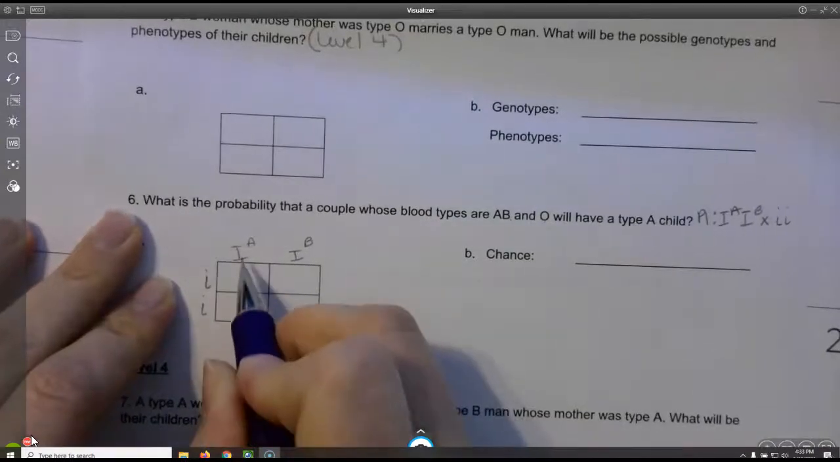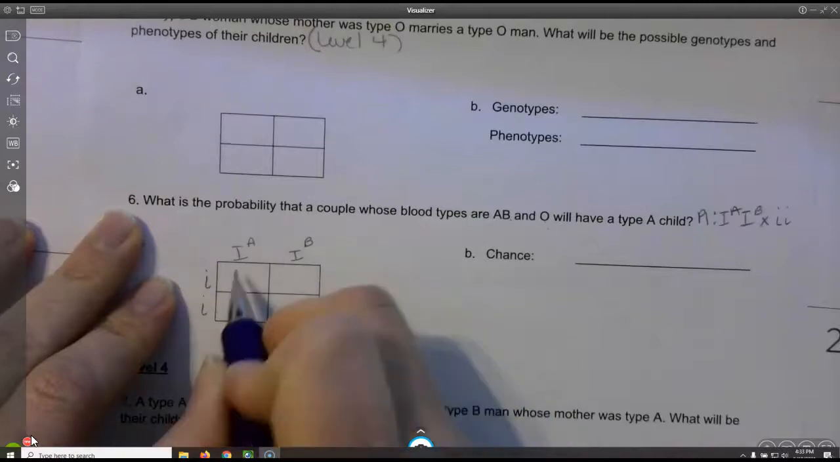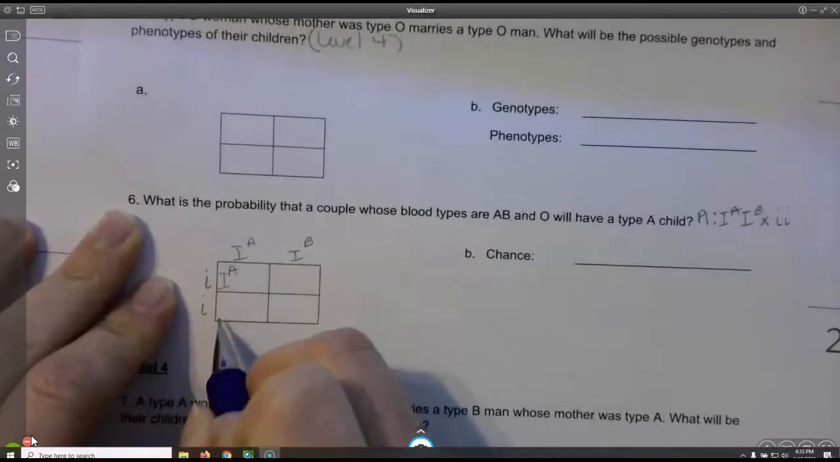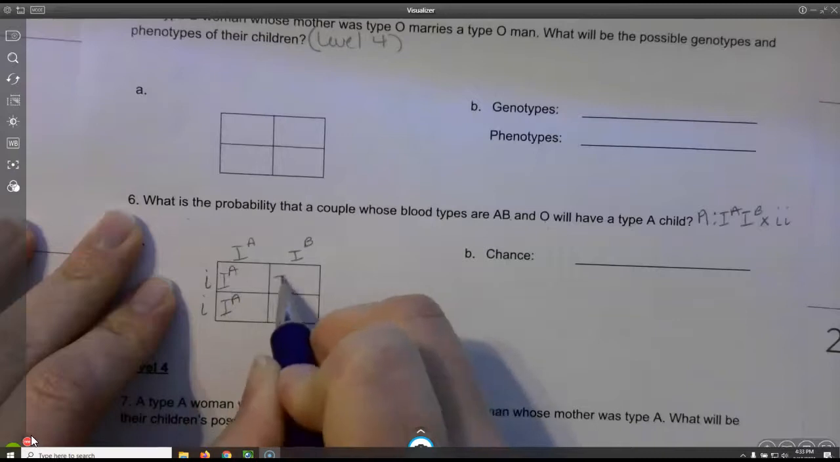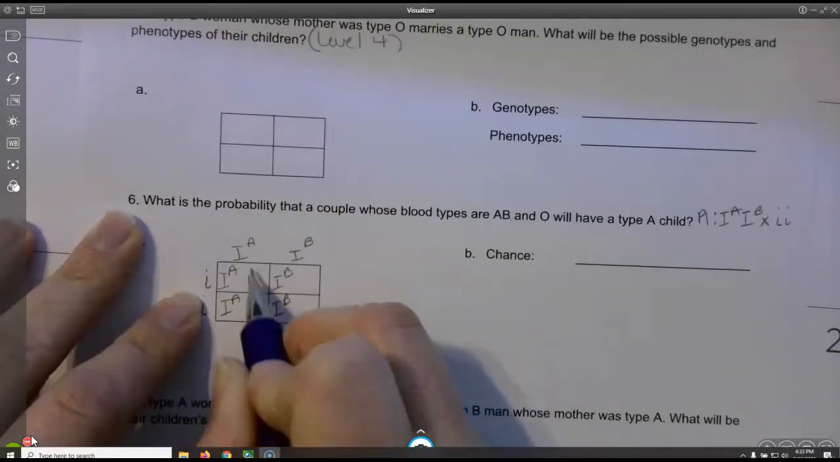In this case, the AB blood is dominant over O. So I'm going to drop my A on the left. And I'm going to drop my B on the left. Okay? Slide your little i's over.